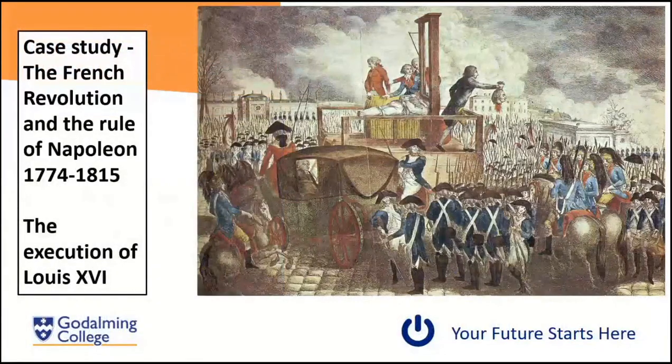Alongside that, if you studied this course, you'd look at the French Revolution and the rule of Napoleon. A good example of some of the exciting and fascinating things you look at is the execution of Louis XVI. Louis XVI is the ruler of France. He's the absolute monarch, the king of France. He is seen to have been put there by God themselves.